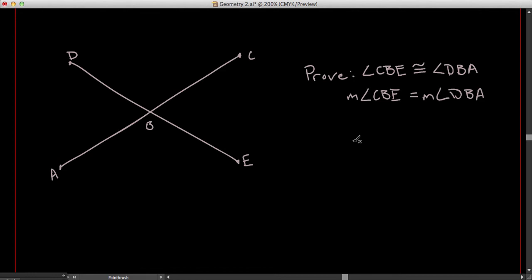Well, one thing that we can assume with this diagram are straight lines. So we know that DBE is a straight line, ABC is a straight line, and the line segment that passes through those points are straight. So that creates a 180-degree angle. And the way that we're going to prove this is using supplementary angles.